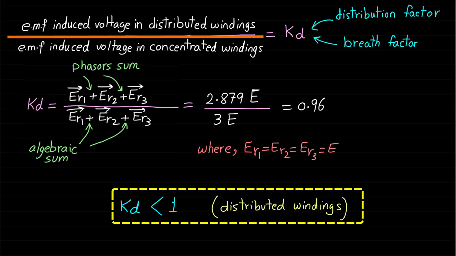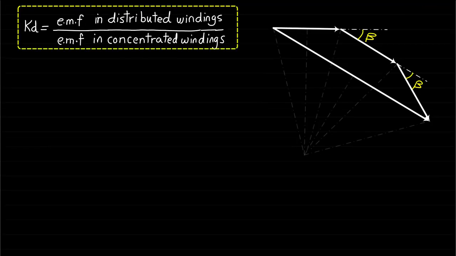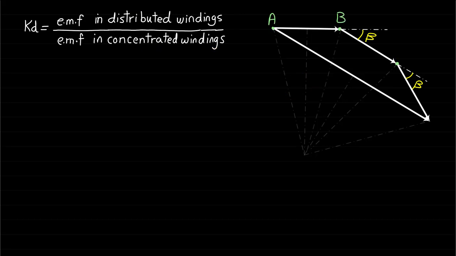Now let's try to derive a formula for the distribution factor Kd using this general definition of Kd and this phasor diagram of the 3 distributed coils. Let's mark the phasor diagram of the 3 distributed coils as shown. Now if we draw a curve passing through the terminals of the 3 phasors AB, BC, and CD, the curve will form a circle. The center of the circle can be denoted by the capital letter O.